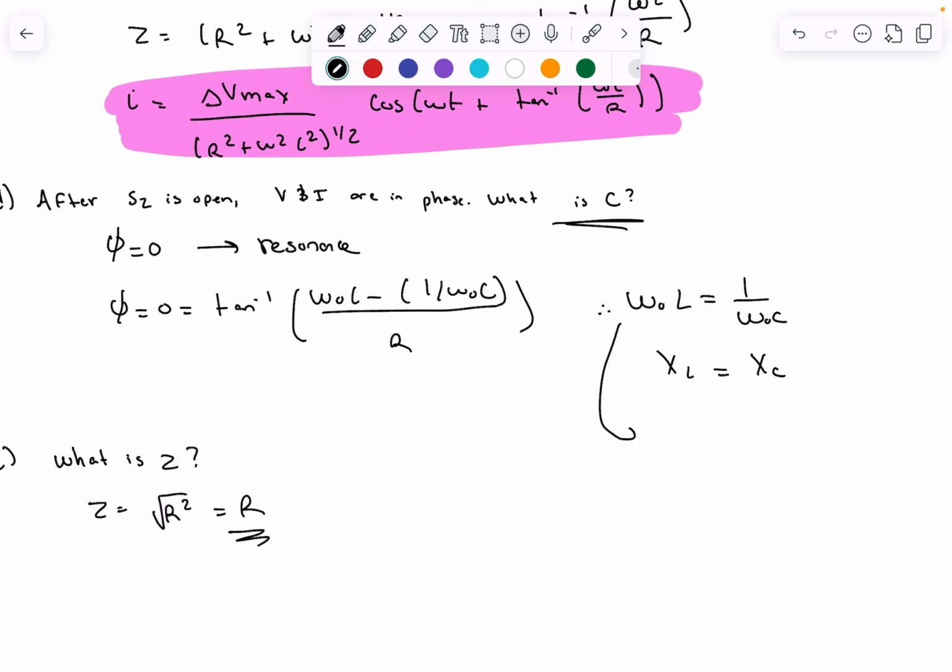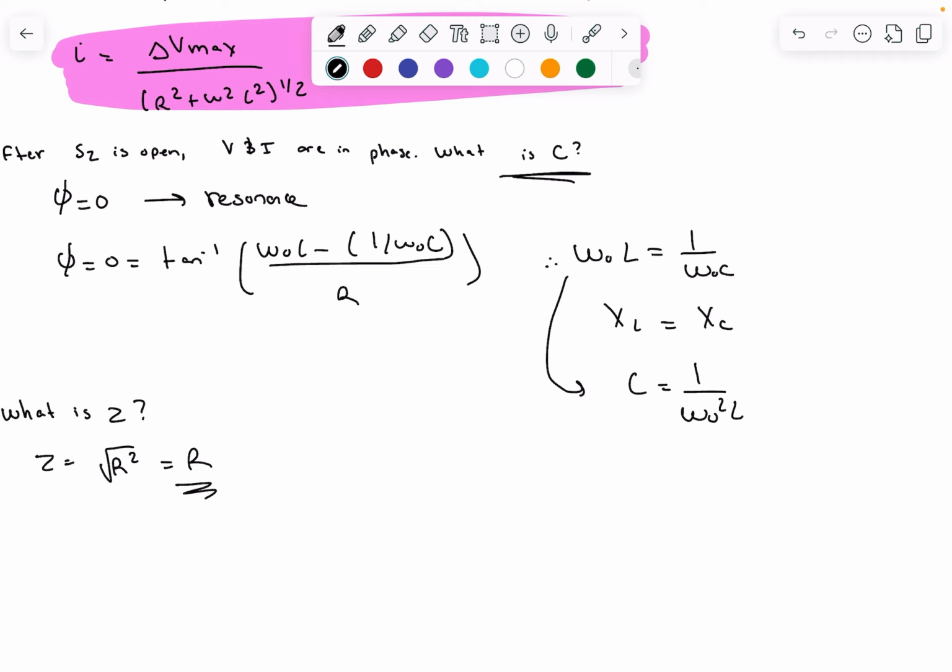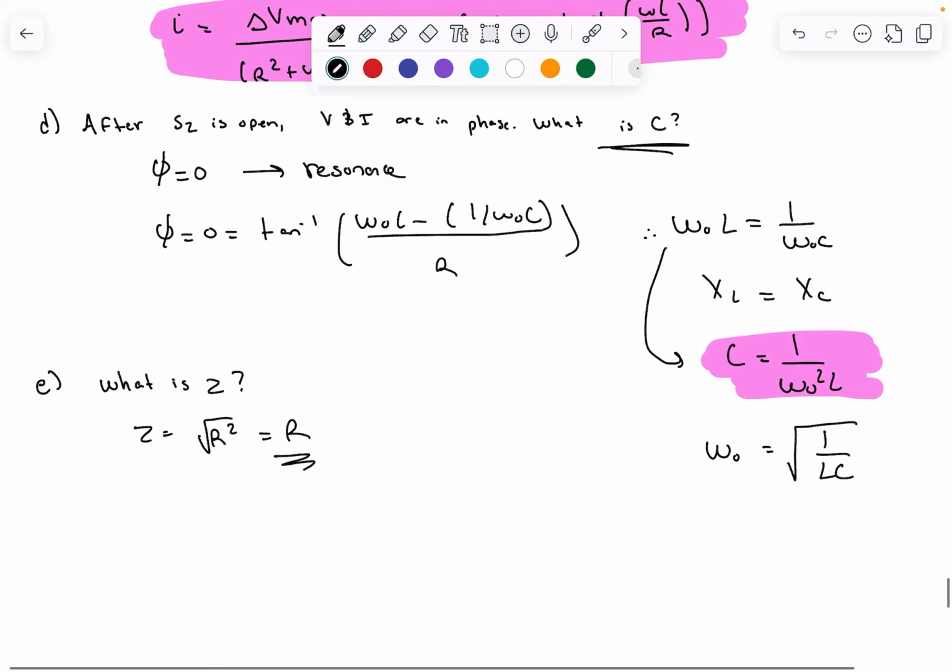Now we can go ahead and solve for C, and we get C is equal to 1 over omega naught squared L, where omega naught is just our resonance frequency. We're going to need this result later on, so I'm also going to solve for omega naught, where we have omega naught is equal to the square root of 1 over L times C. Okay, we're just going to hold on to that and use that in the later problem.